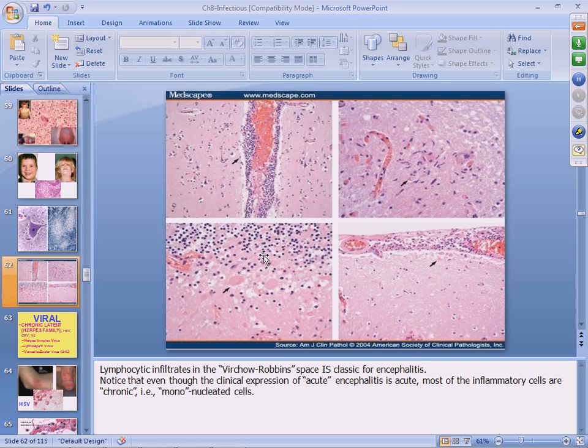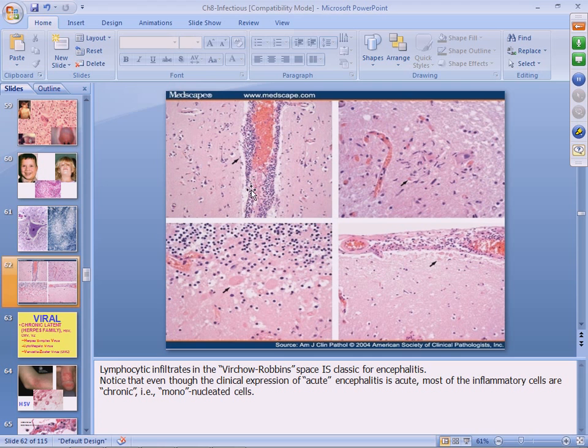These are cells with nice round nuclei. These are chronic inflammatory cells. So when I told you originally that the general rule is acute inflammation is neutrophils, chronic inflammation is lymphocytes, I told you there were some exceptions to that rule, and this is one of them. So acute clinically, chronic pathologically. And another thing to remember is that we spent a lot of time on this in the Path 2 group as well.